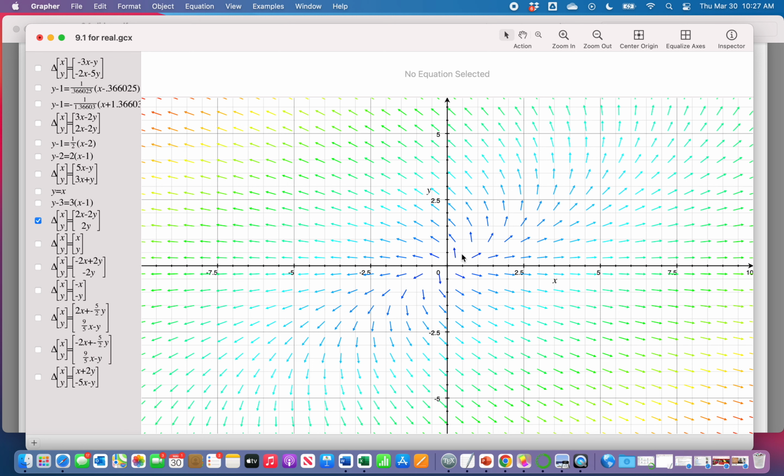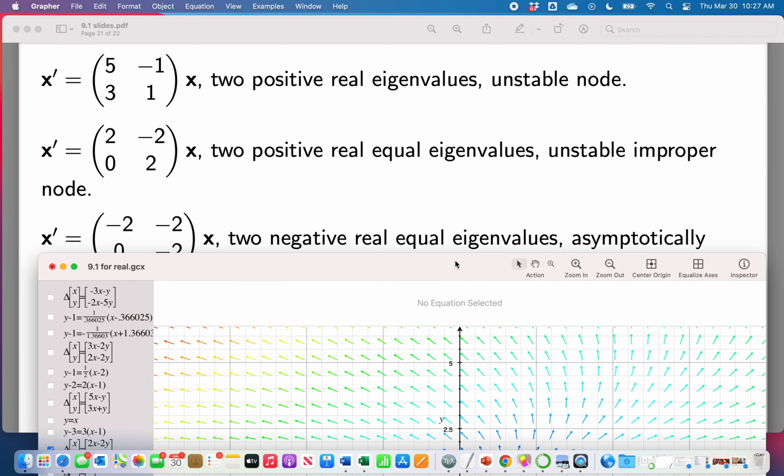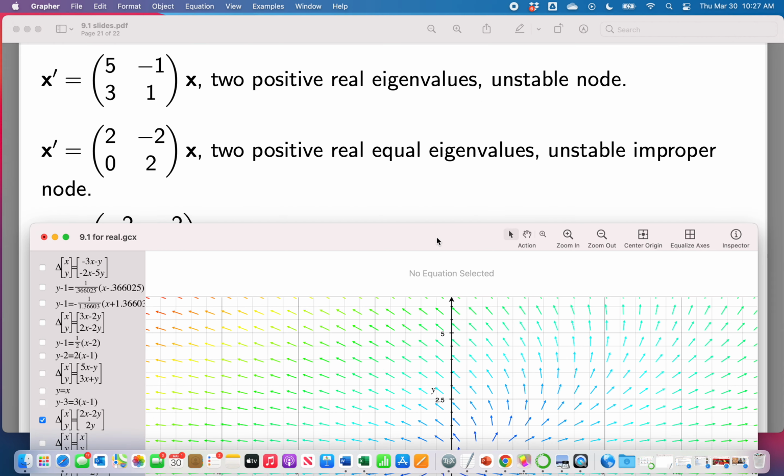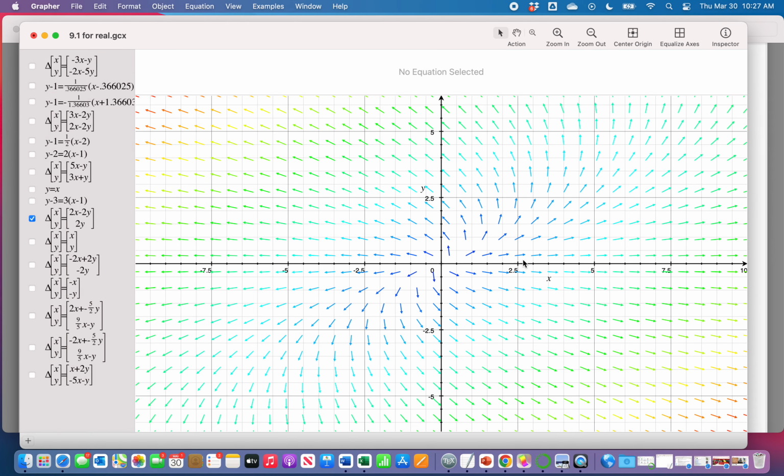It looks just like an unstable node, so the adjective improper seems like it doesn't really matter. All that it's saying here is that there is no other eigenvector line. There aren't two eigenvector lines to carve things up because you only have one eigenvalue. But for our purposes, this looks just like an unstable node. I'm just including it because your book includes it.